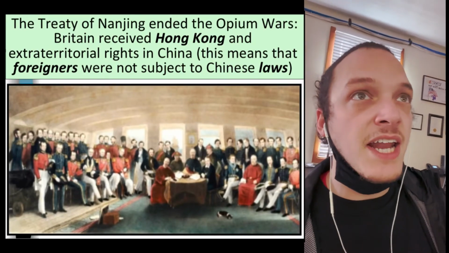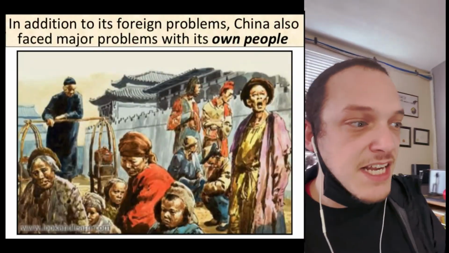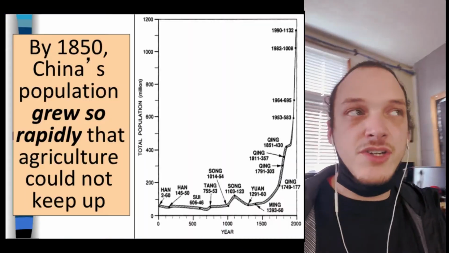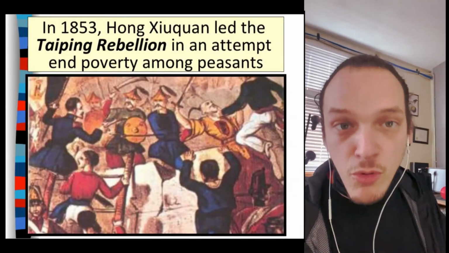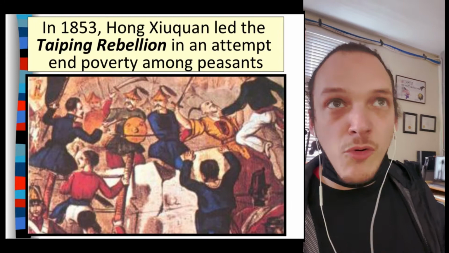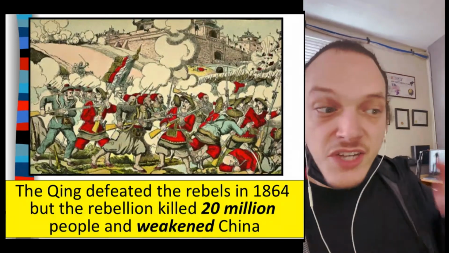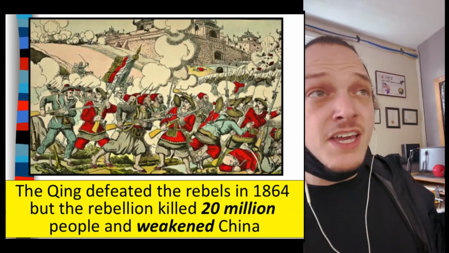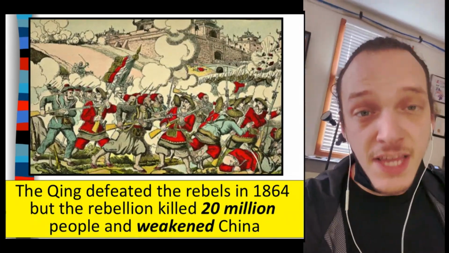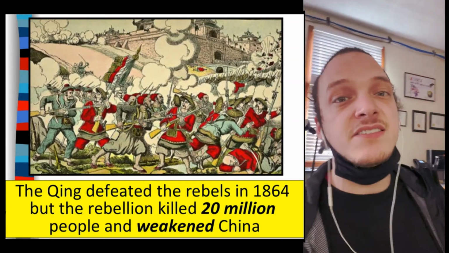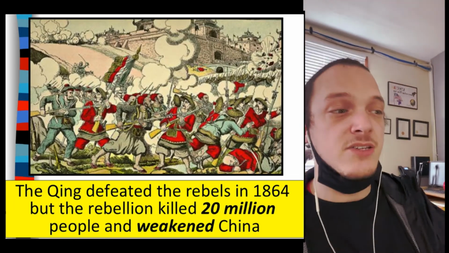But not only is it facing problems with other countries, they're also facing internal problems. By 1850, China's population grew so much that the farming could not keep up. And in 1853, it led to a rebellion. Obviously, the government is way more powerful than a bunch of peasants. So the government quickly ended these rebels in 1864. But the rebellion had killed, or at least weakened, over 20 million Chinese citizens. Think about that. 20 million Chinese citizens were either killed or affected somehow by this war.